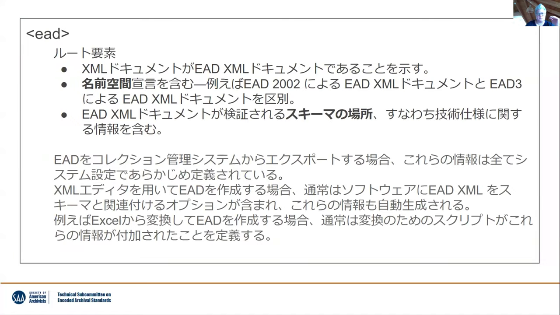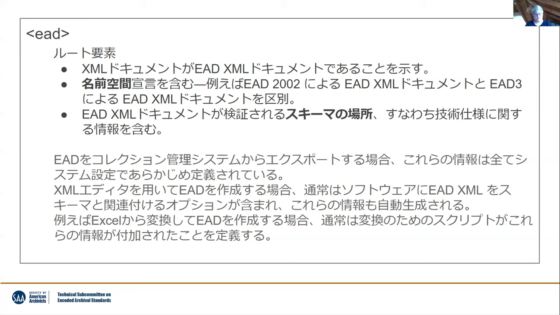I just wanted to mention a few words on the EAD element itself, because that is also an essential part of the standard. This is the very first element that you will have to put into an EAD XML document, because with this element you signify that this XML document is following the EAD standard. You will have what we call a namespace declaration in there, and information about where the schema is located. That helps you in processes later on to validate that the EAD you are creating conforms to the EAD standard, as it has been defined.